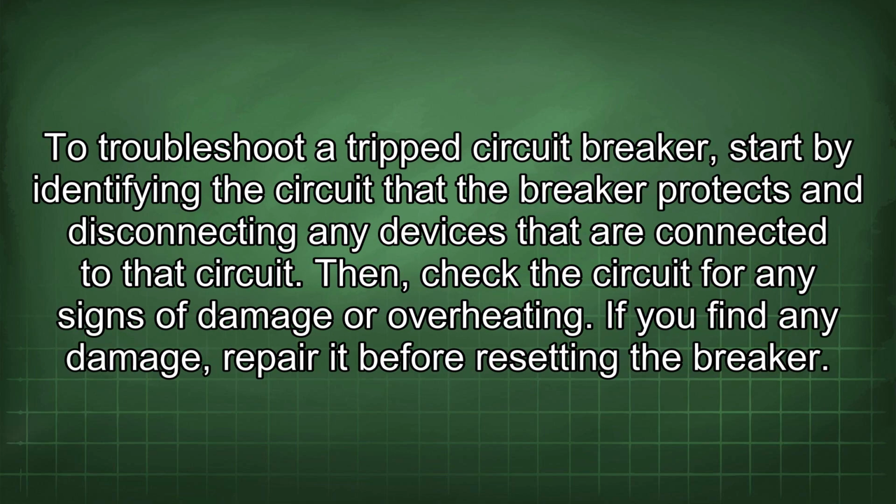To troubleshoot a tripped circuit breaker, start by identifying the circuit that the breaker protects and disconnecting any devices that are connected to that circuit. Then check the circuit for any signs of damage or overheating. If you find any damage, repair it before resetting the breaker.